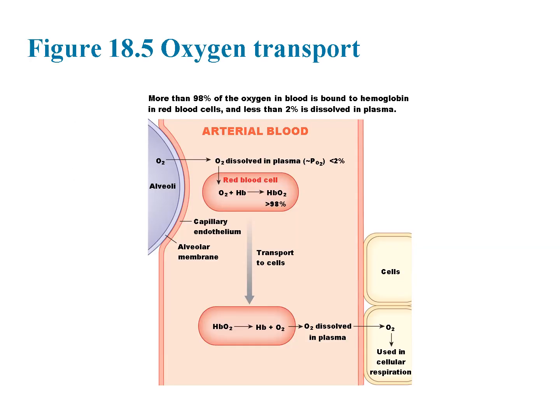Oxygen transport in the blood is a highly efficient process that ensures tissues receive the oxygen they need for cellular respiration. While a small fraction of oxygen dissolves directly in the plasma, accounting for less than 2% of the total oxygen in the blood, the vast majority, over 98%, is bound to hemoglobin inside red blood cells.